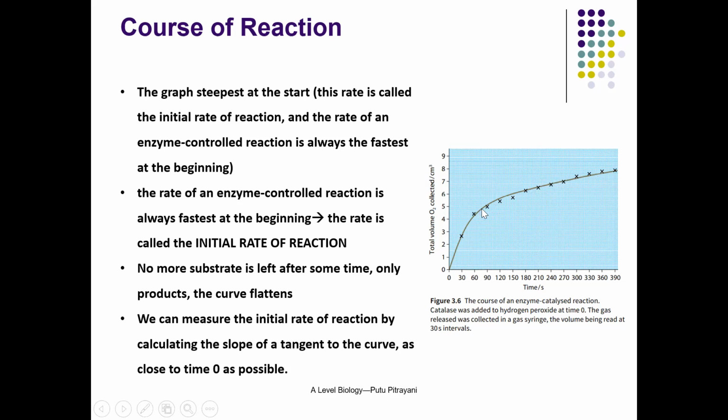If we want to see clearly the activity of the enzyme, how efficient it is at catalyzing the reaction, it is important for us to look at the initial rate of the reaction. So how can you measure the initial rate of the reaction using the graph? You can calculate the slope of the tangent of the curve. You have learned in mathematics how to calculate the slope of a curve. That is the value we can use to measure the initial rate of the reaction in the enzyme-catalyzed reaction.